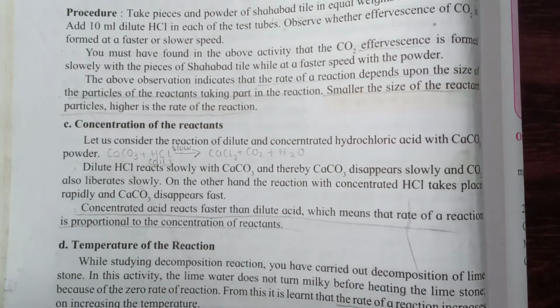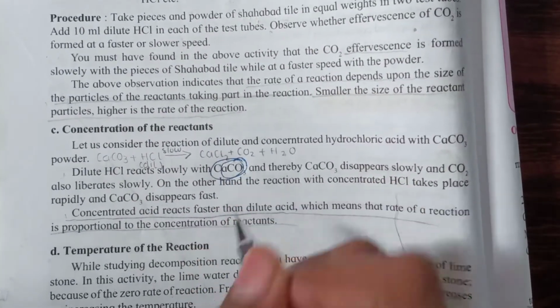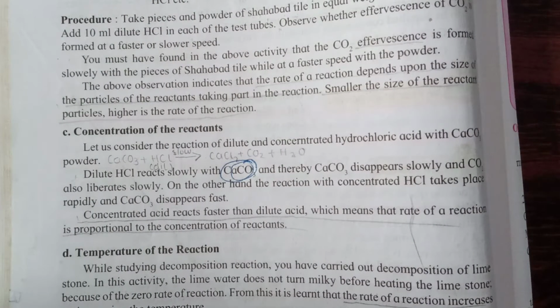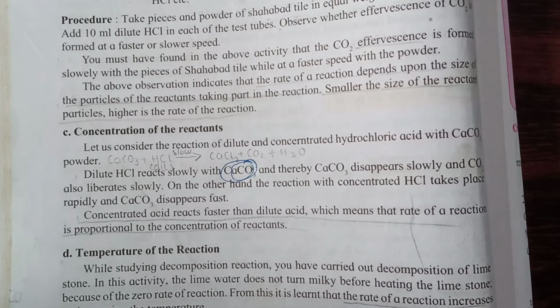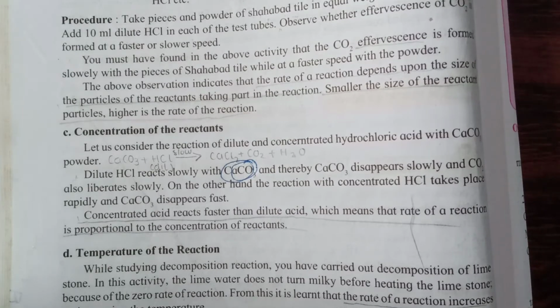What they want to tell us here is that when normal dilute hydrochloric acid is reacted with CaCO3, the CaCO3 disappeared very slowly and carbon dioxide was also liberated very slowly. But on the other hand, when the concentrated hydrochloric acid reacted with calcium carbonate, the reaction took place very rapidly and calcium carbonate also disappeared fast.